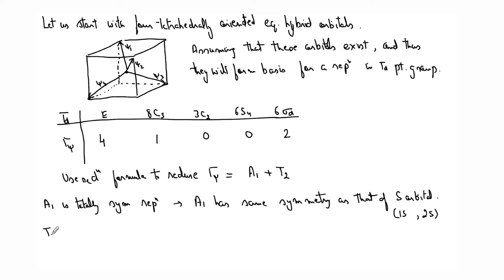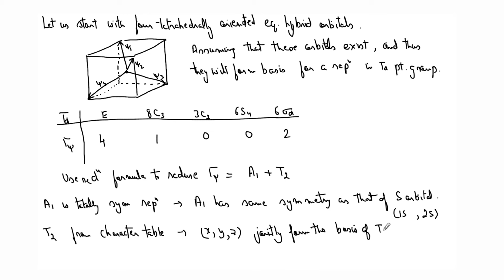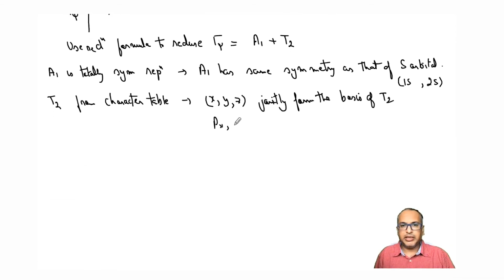Now what about T2? So T2, if we look at the character table, we see that x, y, and z jointly form the basis of T2. That means that I can say px, py, pz orbitals will have T2 symmetry.